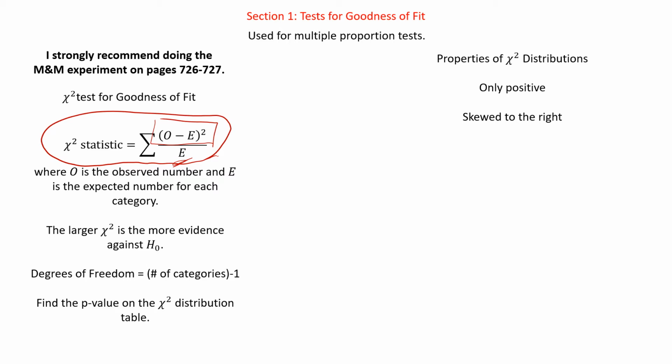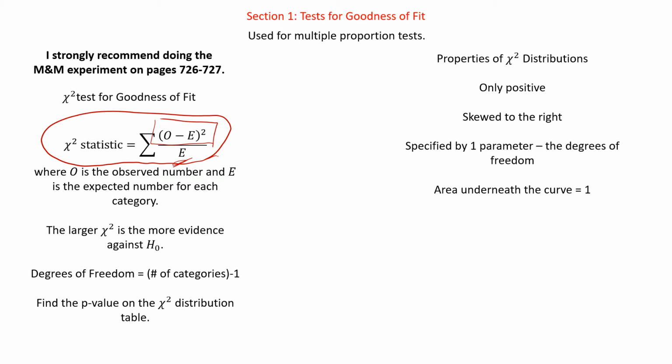It's going to be skewed to the right. So we're going to have a lot more close to 0, and the further away from 0 we get, the smaller that's going to be. And we'll see that in the graph. It's specified by one parameter, the degree of freedom. So it's not standard deviation, mean, nothing like that. It's only the degree of freedom.